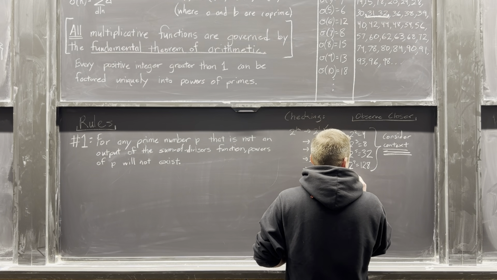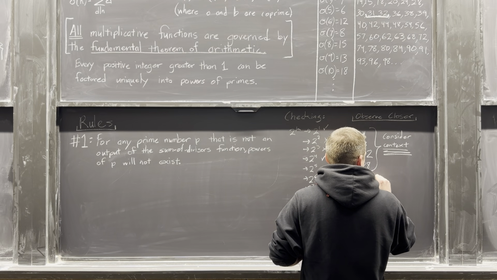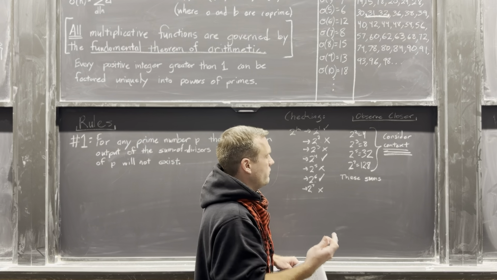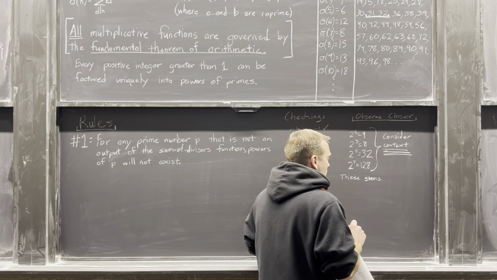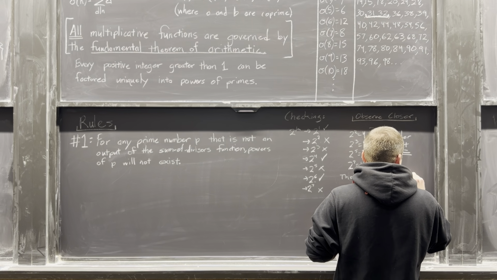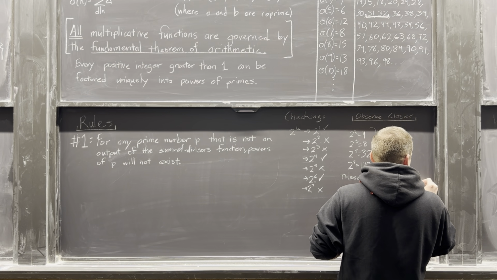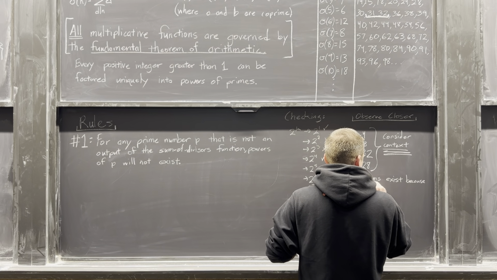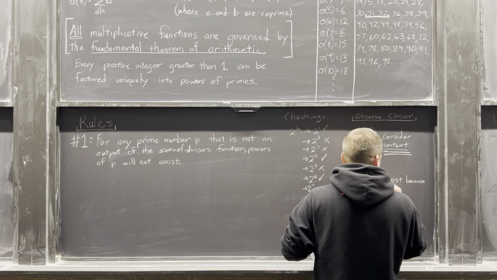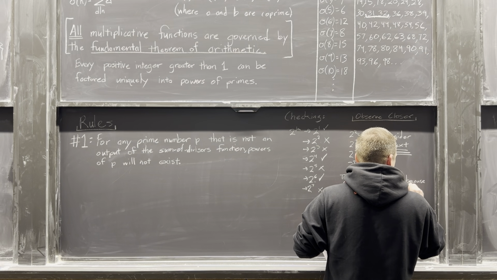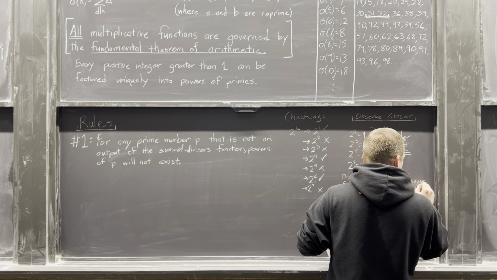So we're going to say these sums, when we're looking at the sum-of-divisors function as a multiplicative function, these sums exist because of the prime identity. Which is this: sigma of a prime is equal to the prime plus 1.